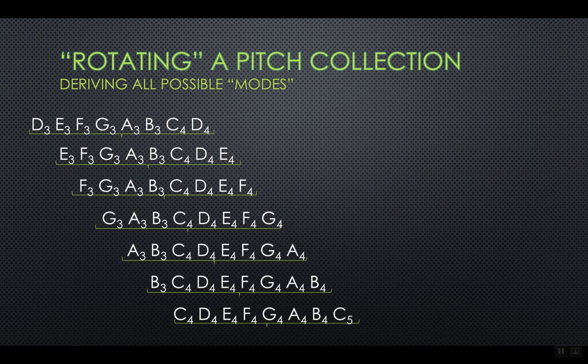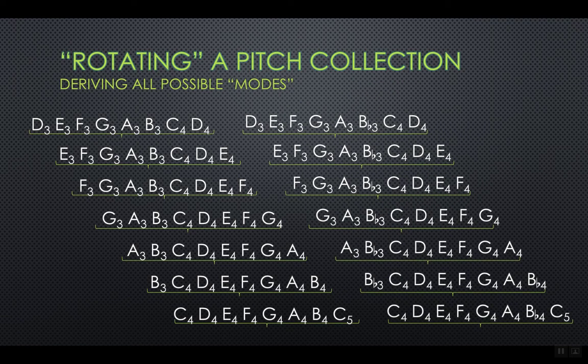I showed you this on a previous screen, D, E, F, G, A, B, C, D. These are always the same notes. It's a single pitch collection. It's just the white notes of the piano. But from D up to D is D Dorian. From E up to E is E Phrygian. From F up to F is F Lydian. G up to G is G Mixolydian. A up to A is A Aeolian. B up to B is B Locrian. And C up to C is C Ionian, which is major. That C is major. This A is minor, natural minor.